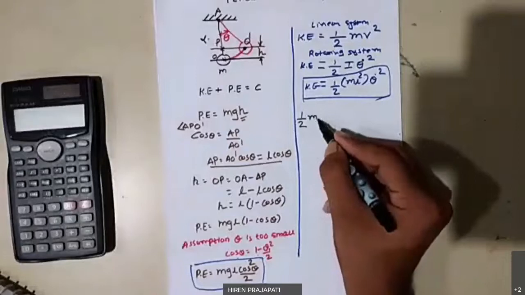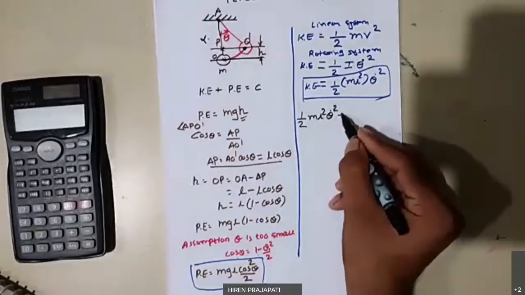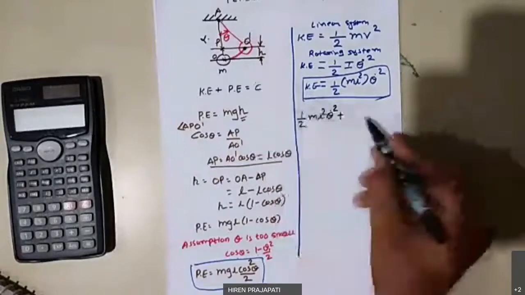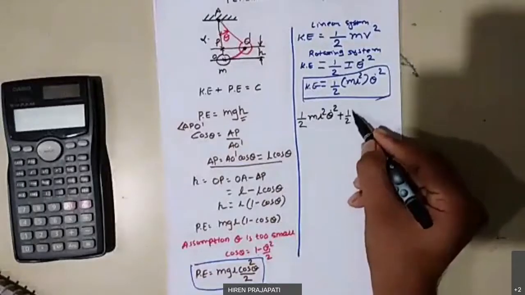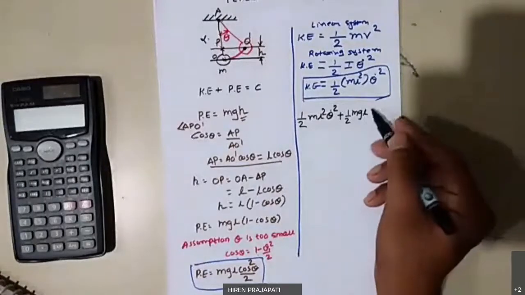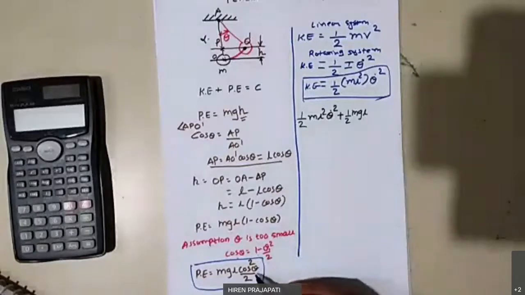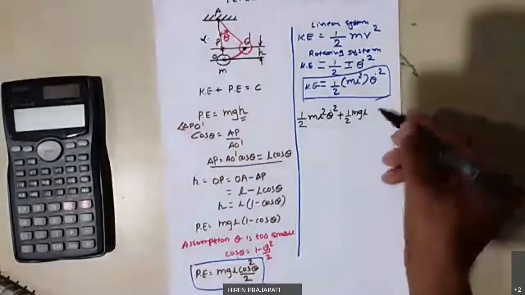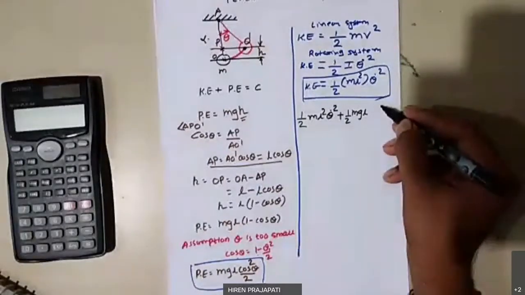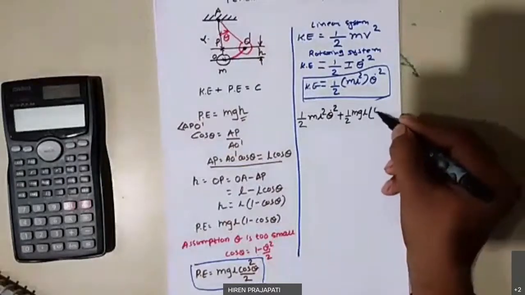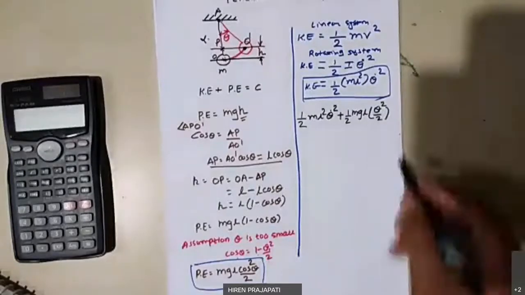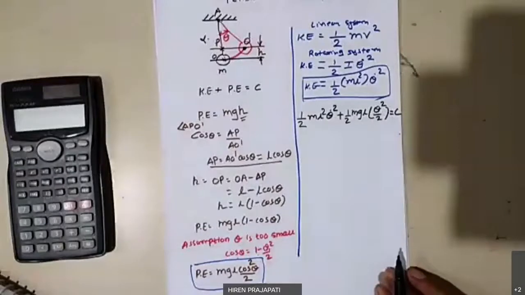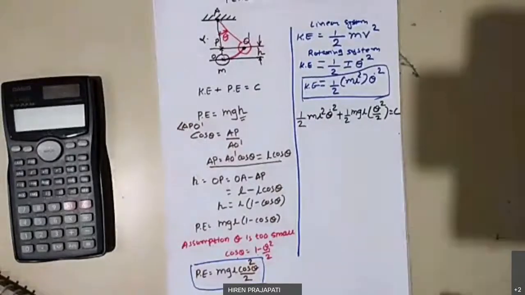Then kinetic energy is 1/2 m l square theta dot square plus, now the potential energy equation is 1/2 mgl, and instead of cos theta we are writing here theta square by 2, right? And this equals to constant. Okay, this equals to constant.